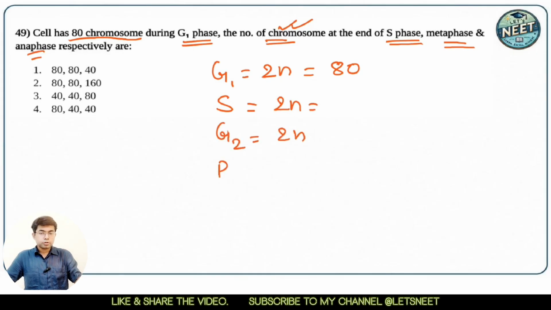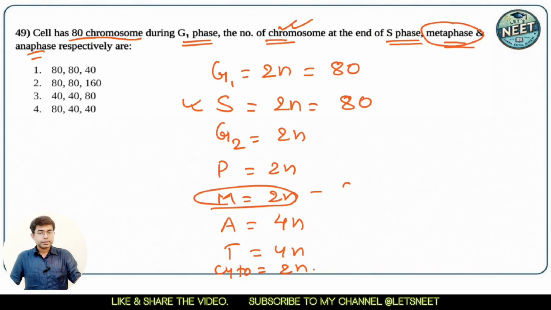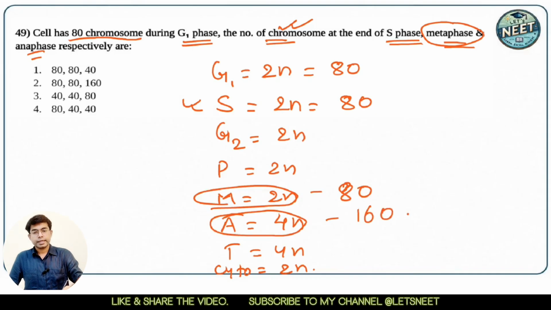In prophase also 2n, metaphase also 2n. In anaphase, we know that the chromosome number gets doubled, so it becomes 4n. Telophase 4n, and then after cytokinesis we get 2n again. So on that basis you can simply say S phase 2n, so it remains 80. Then it is asking metaphase, so metaphase also 2n, so it is 80, and finally anaphase is 4n, so it will be 160. So it is 80, 80, 160.